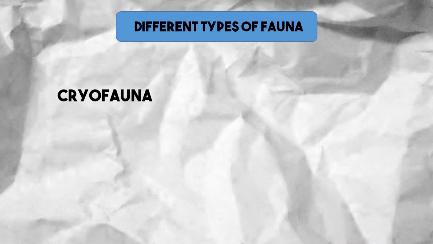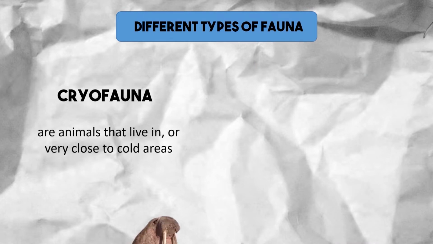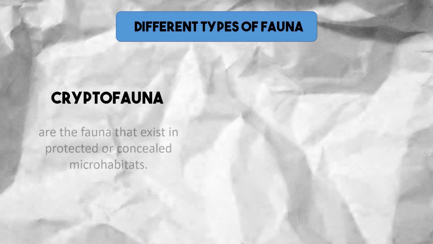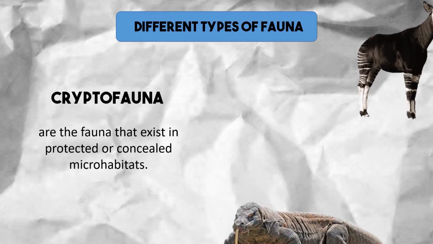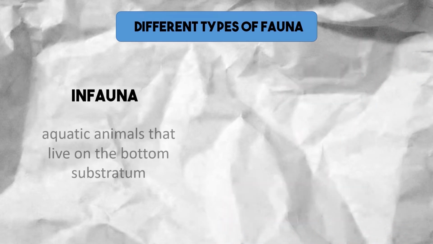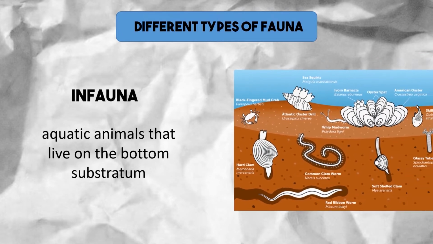Cryofauna are animals that live in or very close to cold areas. Cryptofauna are the fauna that exist in protected or concealed microhabitats. Infauna are the aquatic animals that live on the bottom substratum.